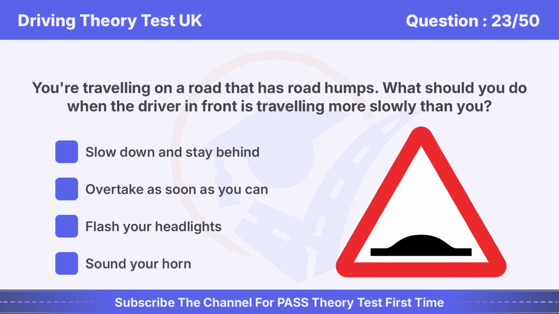Question 23. You're traveling on a road that has road humps. What should you do when the driver in front is traveling more slowly than you? Option A. Slow down and stay behind. B. Overtake as soon as you can. C. Flash your headlights. D. Sound your horn.